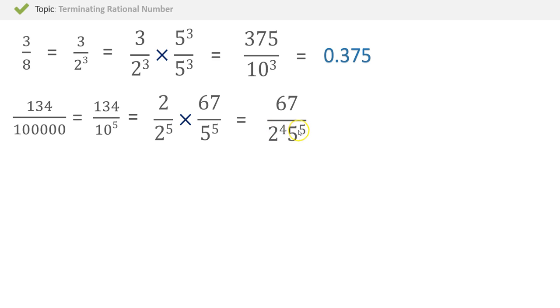Here the powers of 2 and 5 are not the same, and in the previous case the powers of 2 and 5 were the same, right? So another thing to remember: I can always assume 5 to the power 0 is also associated with 2 to the power 3.